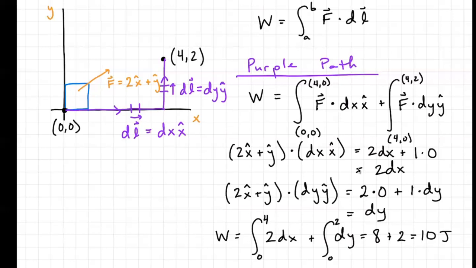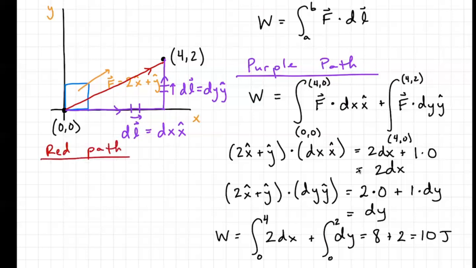Great. I'm going to do the same calculation again, except along a different path. And I want to show you how that works. So what if instead of going along this purple path, I take a red path, and the red path, rather than going horizontal and then vertical, just goes in a straight line from 0, 0 to 4, 2. So, red path.